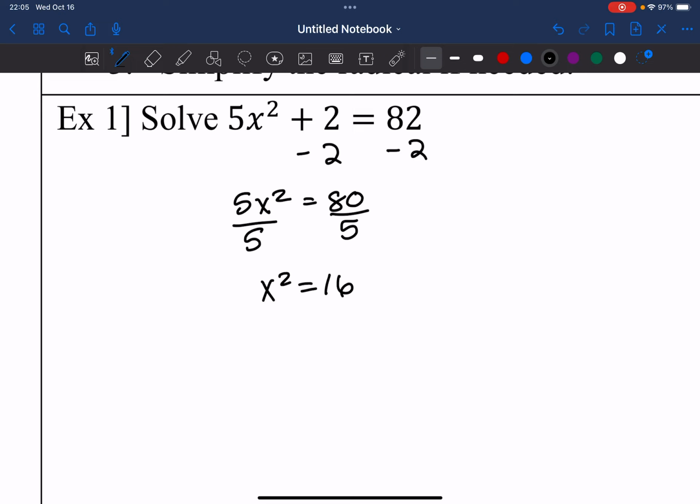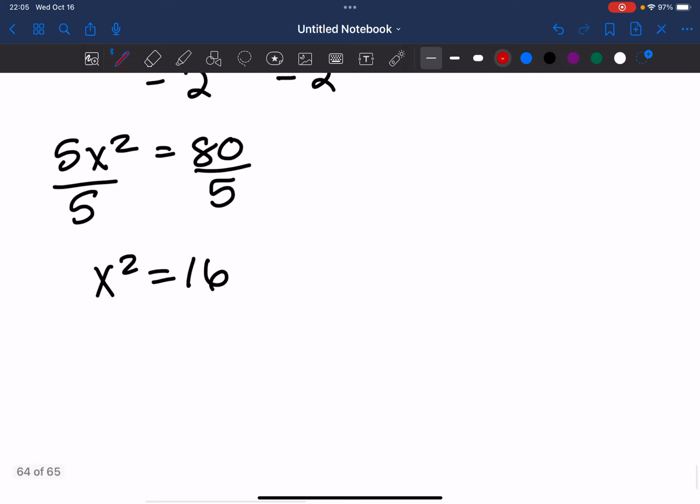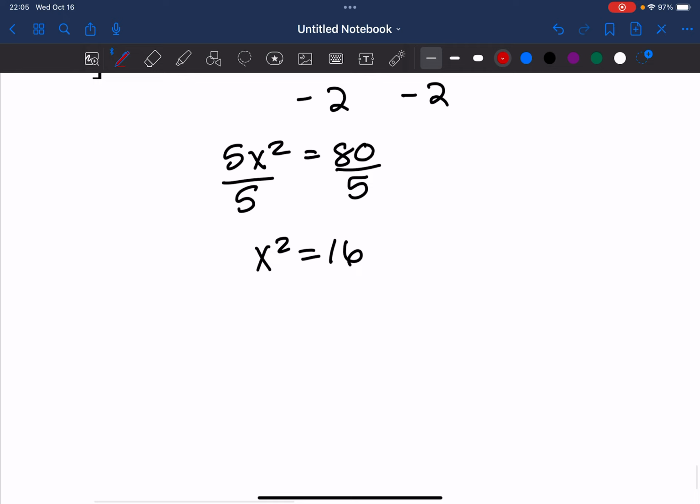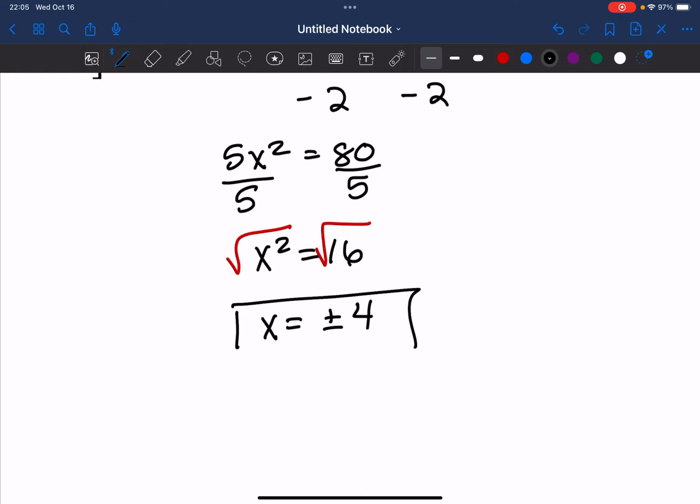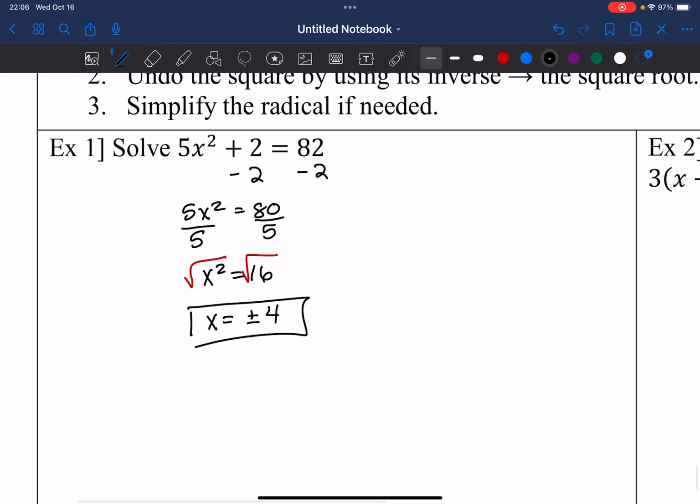Now that I have my x squared isolated, I'm going to get rid of that square by taking the square root of both sides. When I take the square root of something, that means I'm going to have two possible answers. So I have x is equal to plus minus the square root of 16, which is 4. Meaning this has two possible real solutions, one being at +4 and the other being at -4.